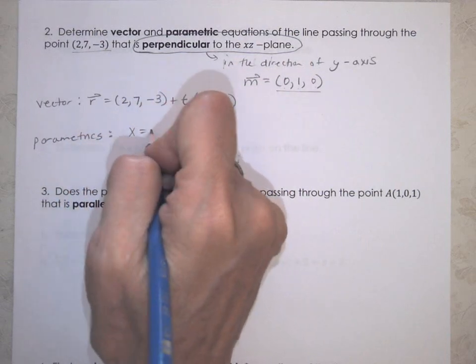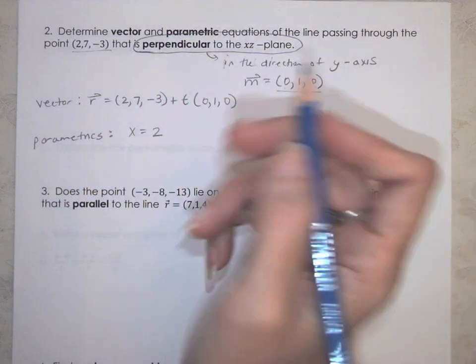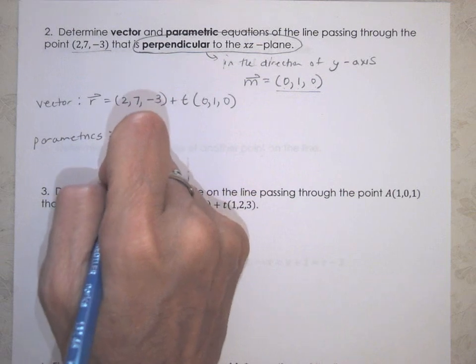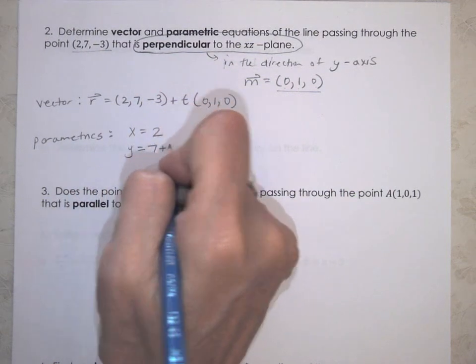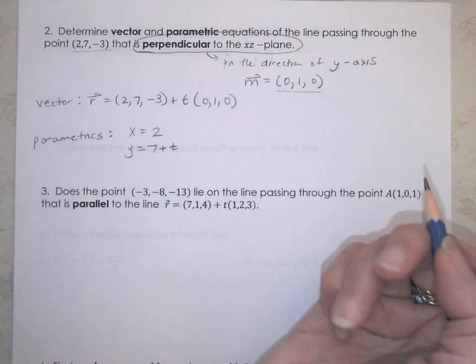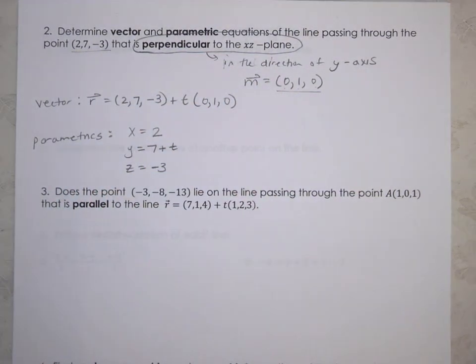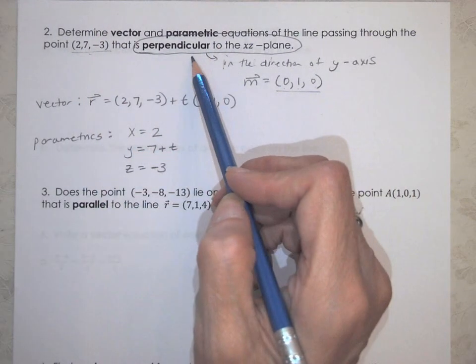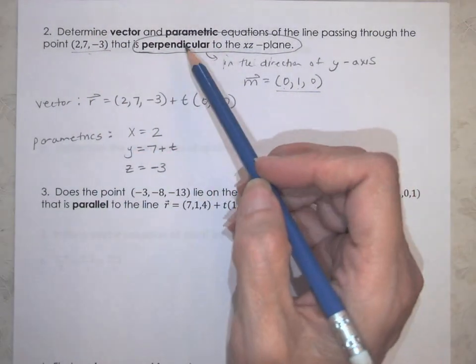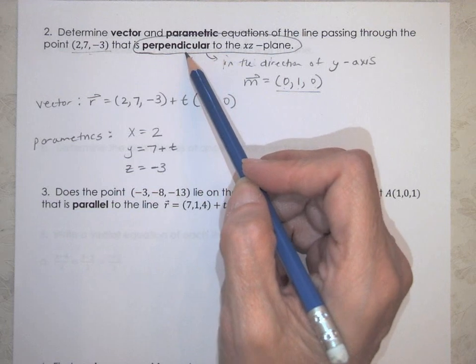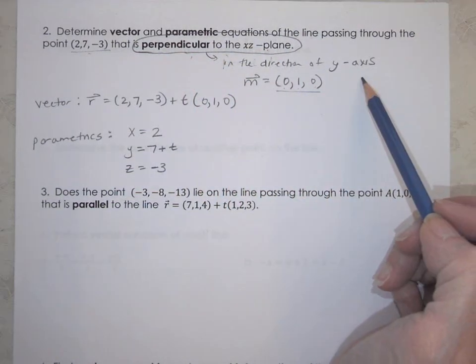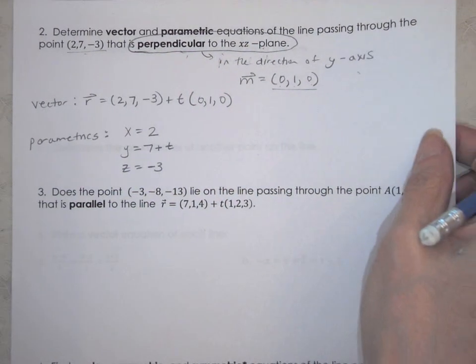So x is going to be 2 plus 0t. I don't need to show that, so x is going to be constant. y is going to be 7 plus 1 times t, so 7 plus t. And z is always going to be -3. All right, so we found the vector and parametric equations of the line passing through that point perpendicular to the xz plane. And we figured out using models that perpendicular to the xz plane was parallel to the y-axis.